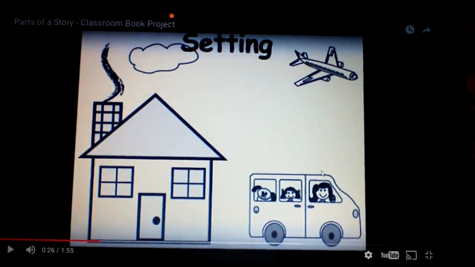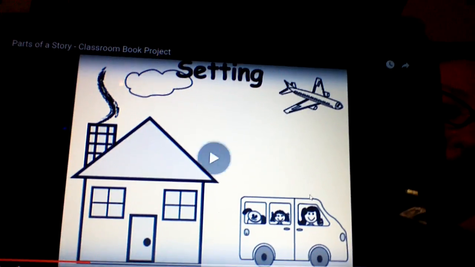So right there you would pause it and you would say, what is a character? And you would call on a student and say, okay, now what's the character? And they would say a person or even a cat, dog, or bird. Then you would play it again.